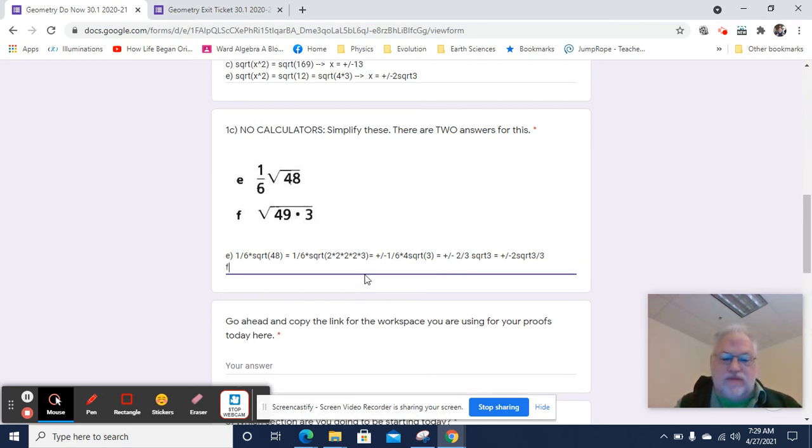Well, let's look at F. F is going to be, we've got the square root of 49 times 3, and we can get the square root of 49. That's 7. So that's going to equal plus or minus 7 square root of 3. And you're done with that one as well.